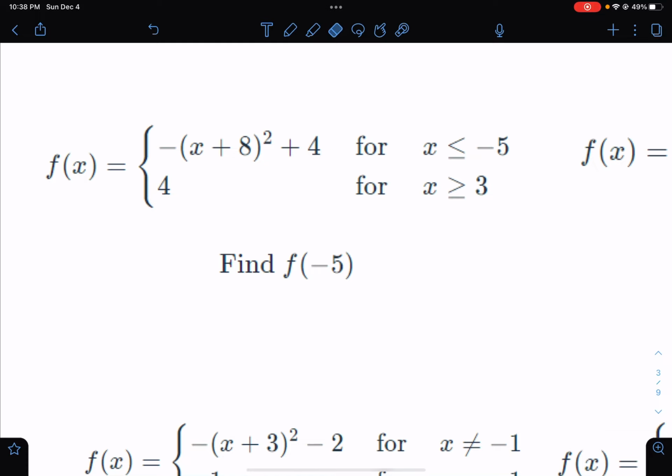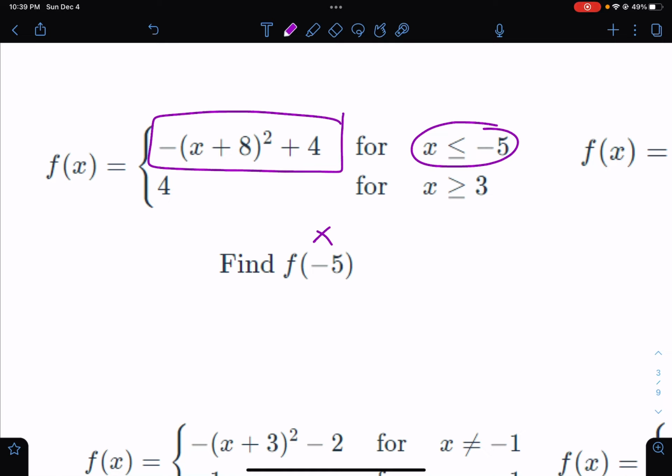In this case, they want us to find f of -5. That means our x value is -5. For x values less than or equal to -5, we use this function here. Putting in -5 works, right? You can always plug it in to make sure it works. -5 equals -5, so we plug a -5 in here.